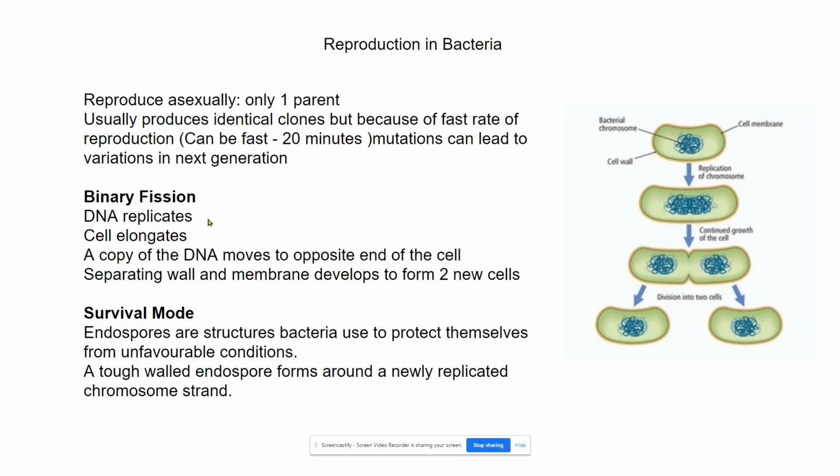The DNA replicates, so the chromosome makes a copy of itself. The cell gets bigger, it stretches. Each copy of the DNA moves to opposite ends of the cell. And finally, the cell splits in two, so a separating wall forms and two new cells are formed. So that's the DNA replicates, the cell stretches, copy of the chromosome moves to each end, and the cell simply splits into two.